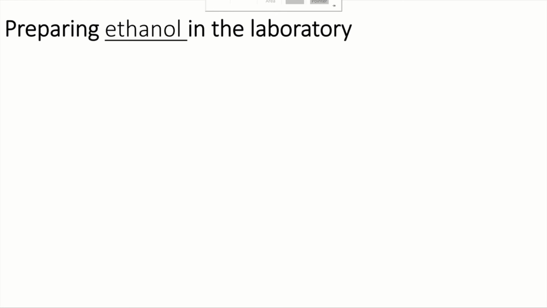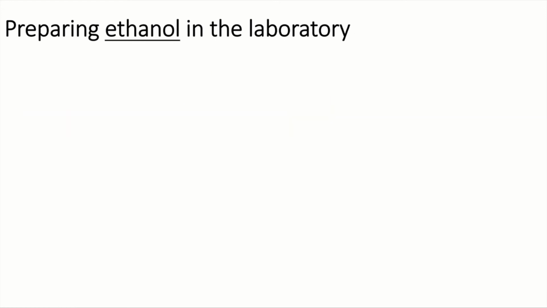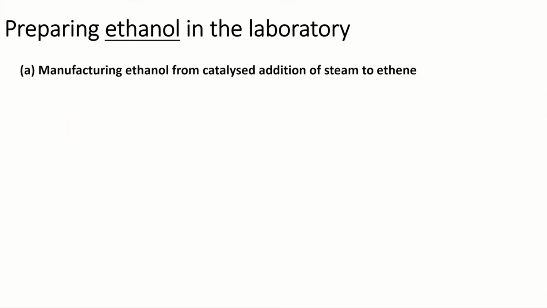Next part, we'll take a look at how to produce ethanol. There are 2 ways. One of them is the addition of steam to ethene, and this is hydration. Another is the fermentation of glucose. So we'll take a look at these 2 ways.